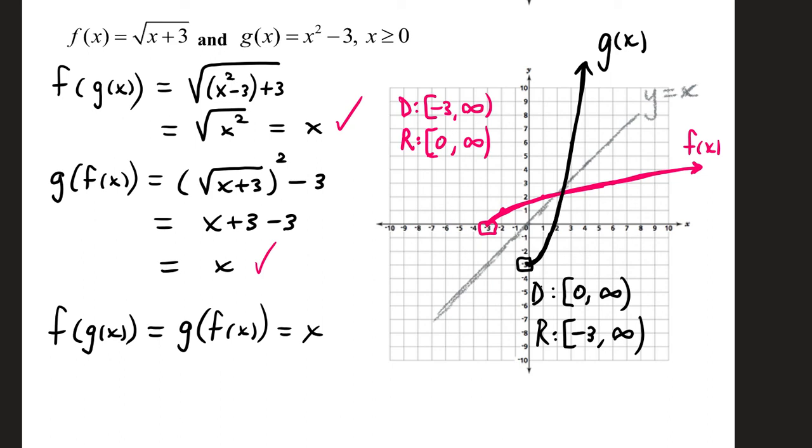Note the domain and range for one function and its inverse also swap. So not only can you swap the order of coordinates from point to point, you also swap your domain and range.